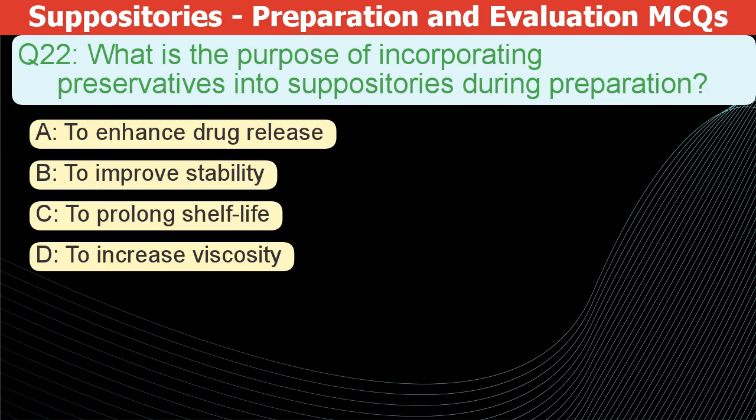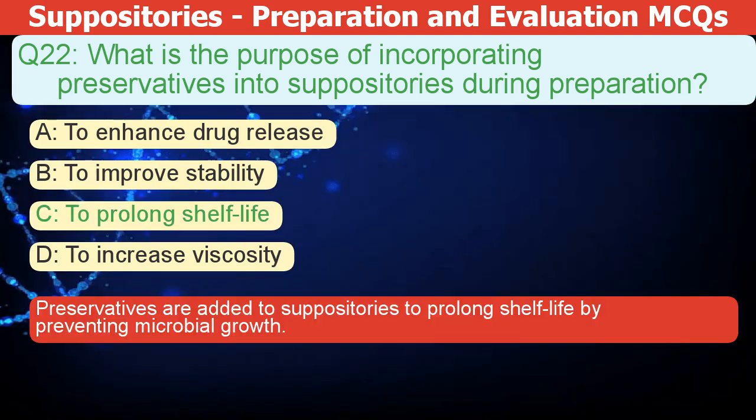What is the purpose of incorporating preservatives into suppositories during preparation? A. To enhance drug release. B. To improve stability. C. To prolong shelf life. D. To increase viscosity. The correct answer is C. Preservatives are added to suppositories to prolong shelf life by preventing microbial growth.